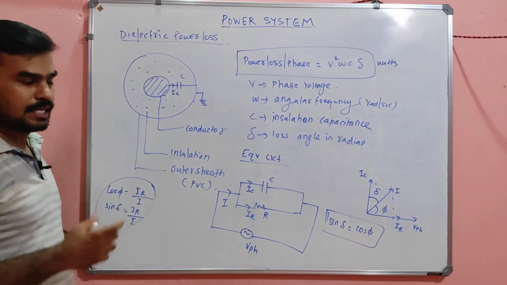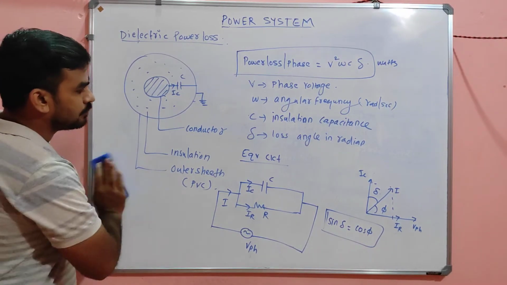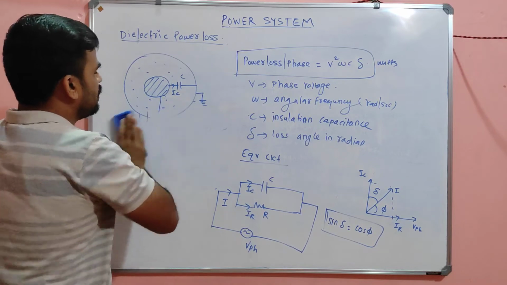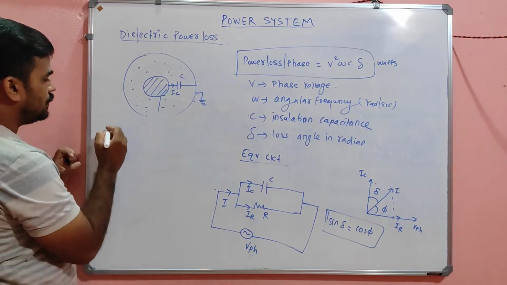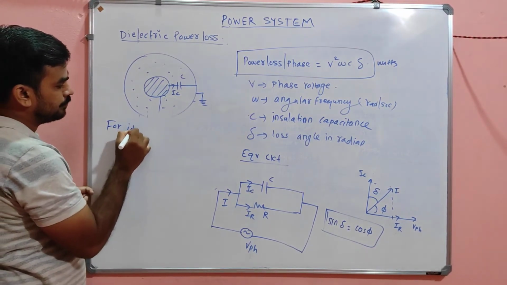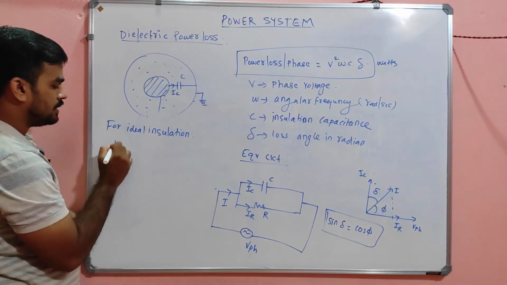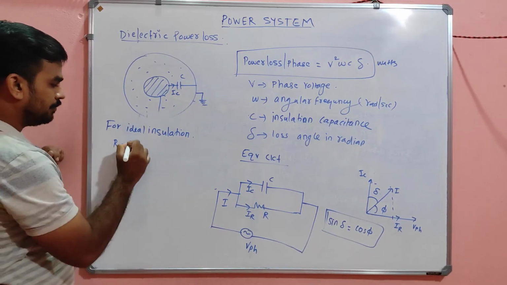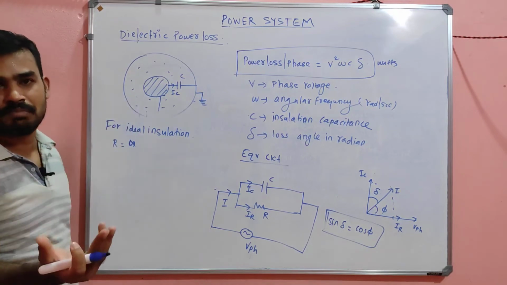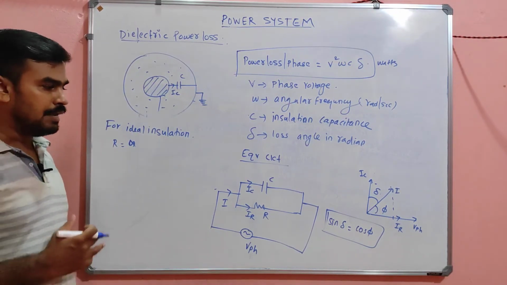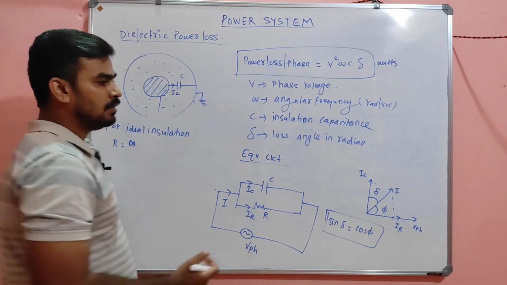One more thing we can say: for ideal insulation, a perfect insulator, R will be infinity. That means R will not be there. If R is not there, there will not be any delta.